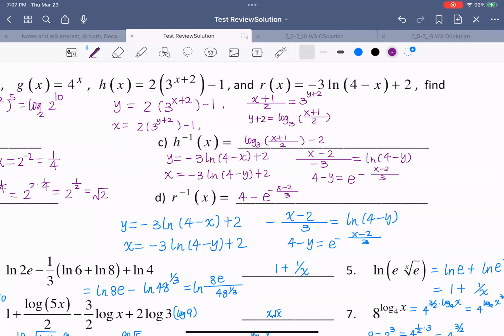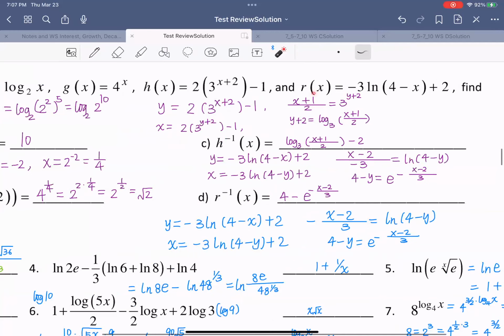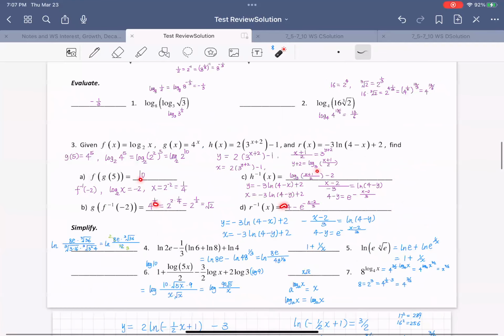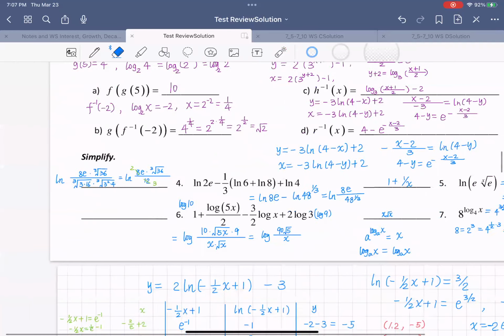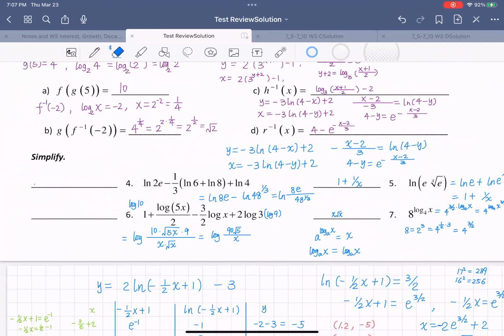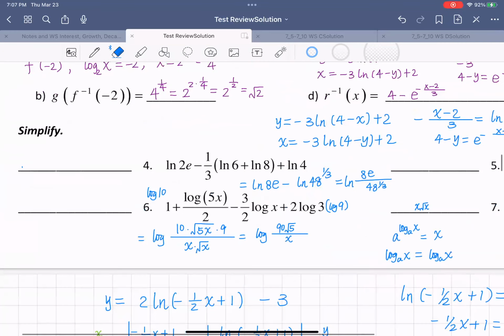That's it. That is the inverse function. So in these few examples, we solved the composite function one layer at a time, and we solved the inverse function for both the exponential and the logarithm. And then we will do the simplification. Number 4. Let's do number 4.